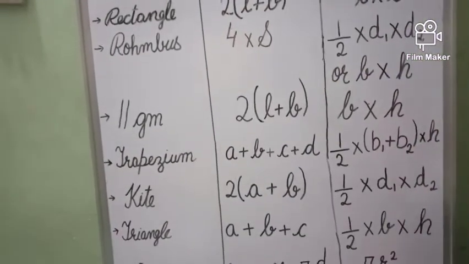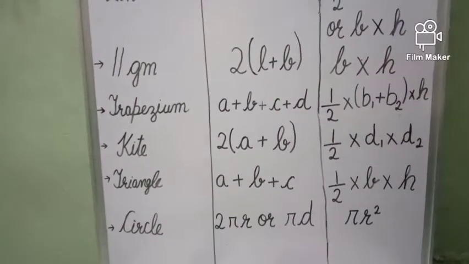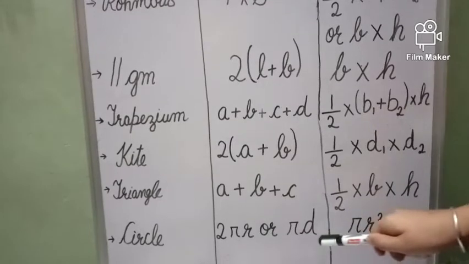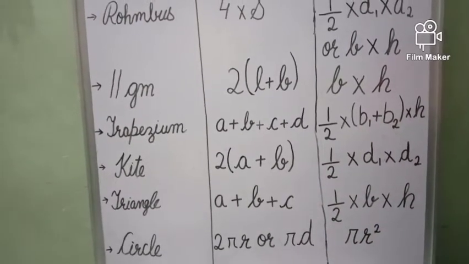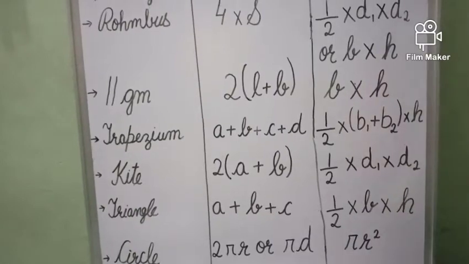And our next figure is the circle. So the formula to find the perimeter of a circle is 2 pi r or pi d. And the formula to find the area of a circle is pi r square.